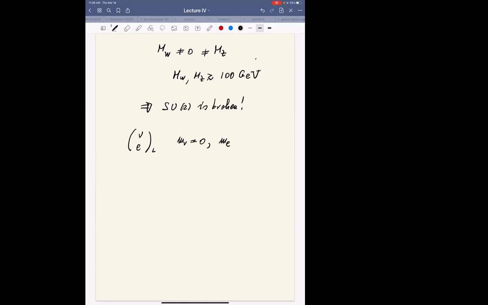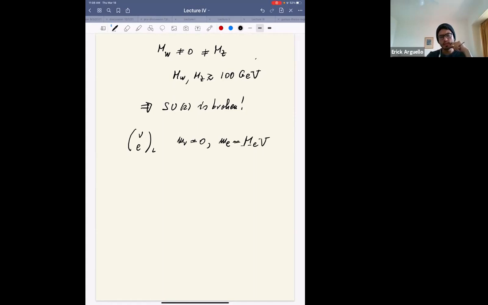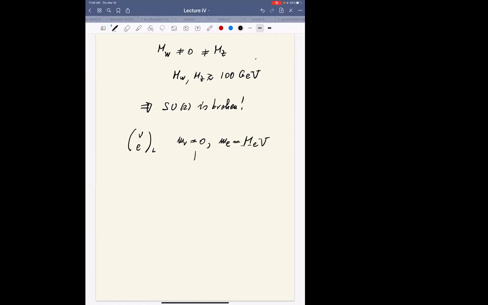Well, someone wants to tell me how light is neutrino? Someone knows? Roughly? Anybody? Around 1 eV. Right. Neutrino mass is less than 1 eV. So this also tells you that SU2 must be broken. If you have a good symmetry, the particles will have the same mass.